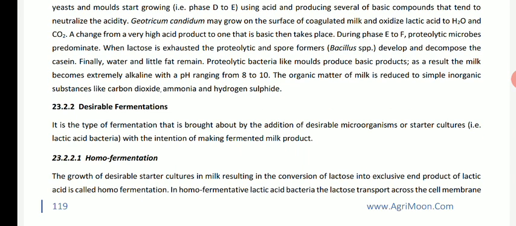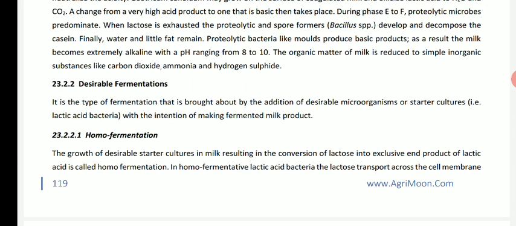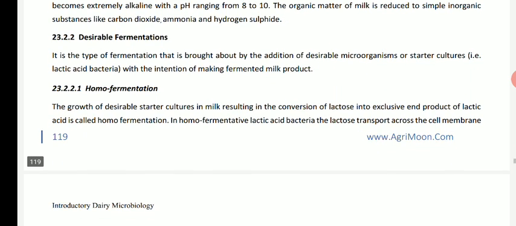Then next, desirable fermentations. It is a type of fermentation brought about by addition of desirable microorganisms or starter culture, that is lactic acid bacteria, with the intention of making a fermented milk product. In that we are going to see homofermentation. Homofermentation is the growth of desirable starter culture in milk, resulting in conversion of lactose into the exclusive end product of lactic acid. It is carried out by one group of microorganisms, where the principal milk sugar, lactose, gets fermented to produce lactic acid.